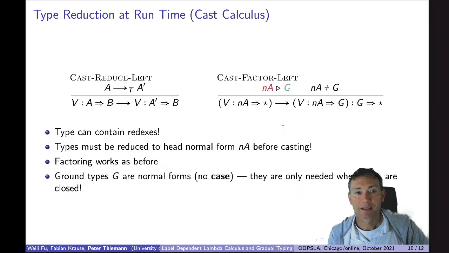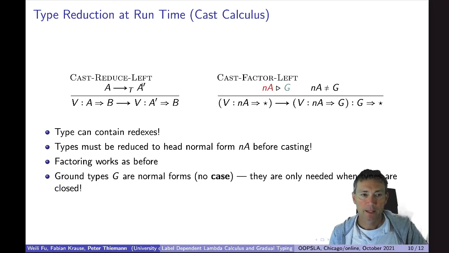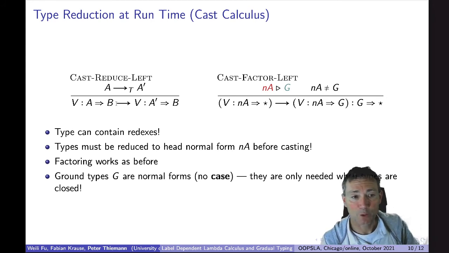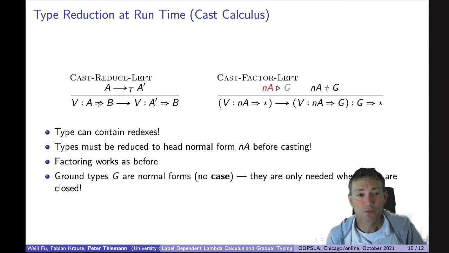Another highlight is now something in the cast calculus. So the cast calculus is the language that actually is our workhorse at runtime. And the defining part of the cast calculus is, of course, the cast expression. So we have an expression V, and we want to cast it from type A to type B. But now we have this dependently typed stuff, so types can contain red X's, which means A can contain red X's. And before we can execute the cast, we first must reduce the types to head normal form. This is indicated here with this NA before casting.